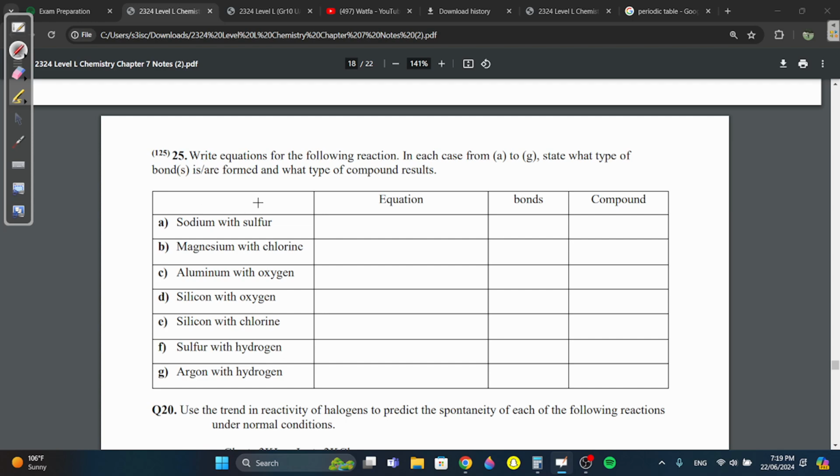The first step is always to find out what compound we have. We have Na plus, and you know sulfur is S2 minus. If you crisscross, you get Na2S. So how do we form Na2S? We know Na plus S forms Na2S, right?